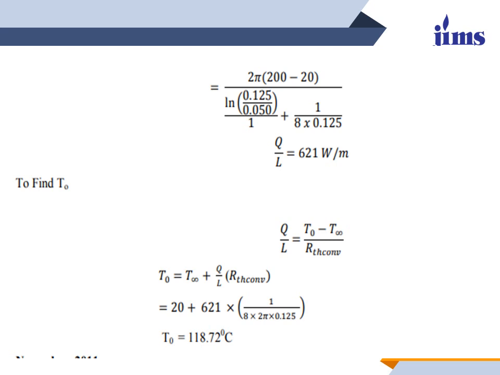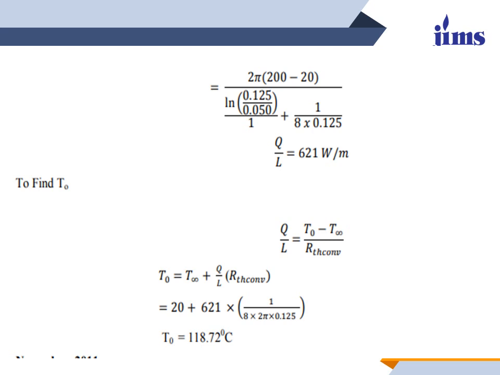200 minus 20, and the first resistance of the material, that is ln of 0.125 divided by 0.0504, divided by 1, plus convective resistance, that is 1 divided by 8 multiplied by 0.0125. So there are two resistances. The first resistance is conduction resistance in case of a cylinder, and the second resistance is a convective resistance. Convective resistance is due to the convection mechanism, and the conductive resistance is due to the conduction mechanism. So the final answer of the heat transfer, that is Q by L, is equal to 621 watt per meter.